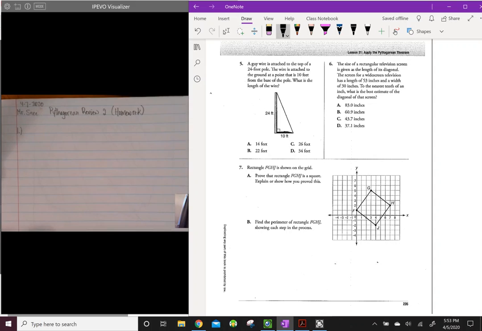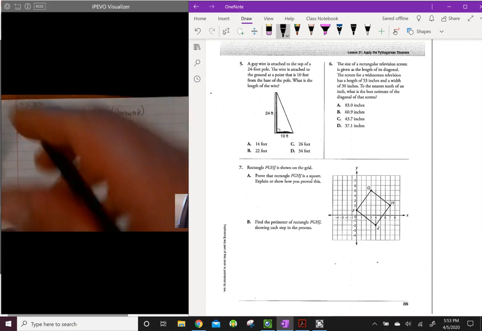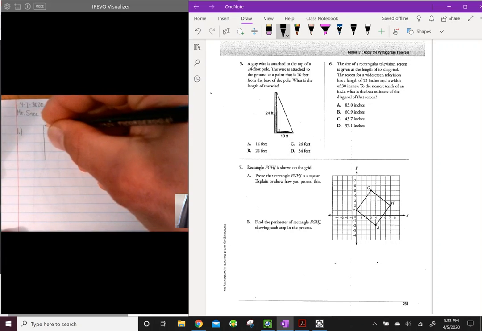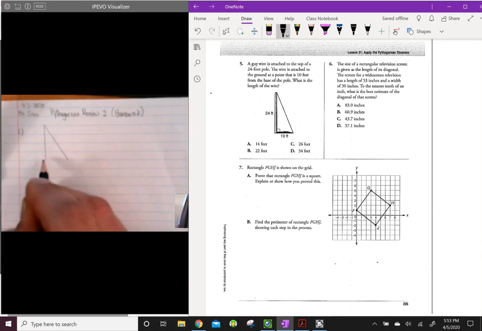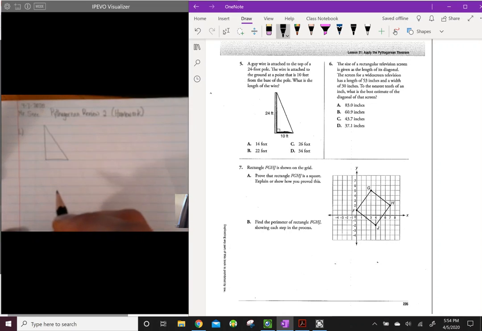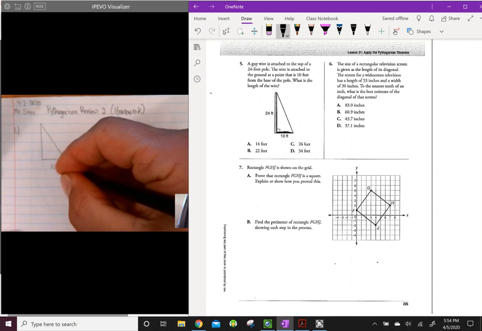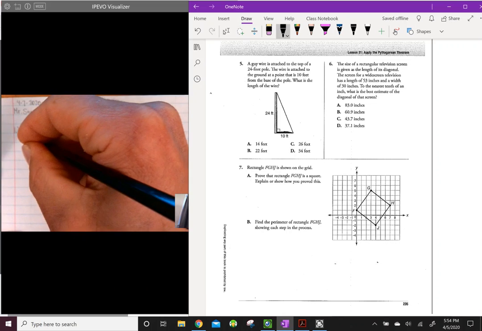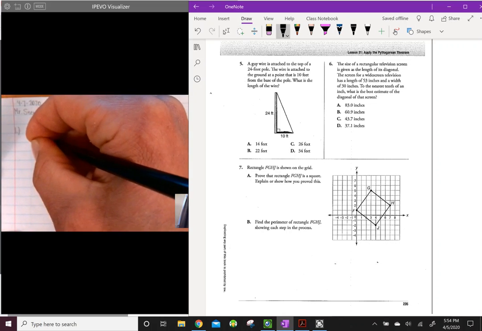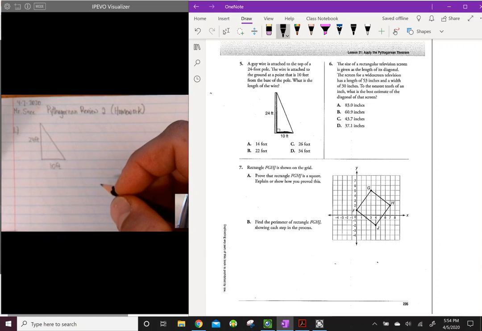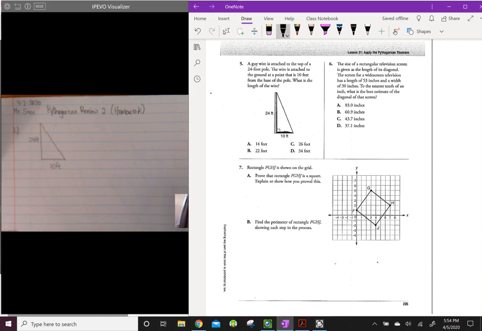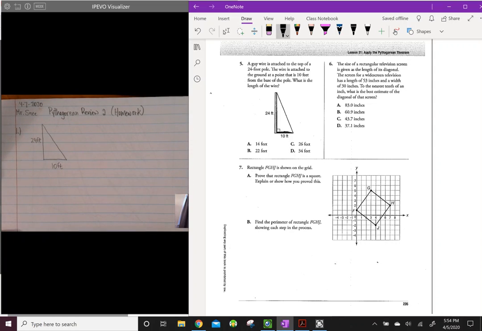Okay, problem 1 says a guy wire is attached to the top of a 24-foot pole. Okay, you guys are just gonna sketch this thing out on your piece of lined paper, right? And it's 10 feet here, and it's 24 feet here. Okay, and it says a guy wire is attached at the top of the 24-foot pole. The wire is attached to the ground at a point that is 10 feet from the base of the pole. What is the length of the wire?